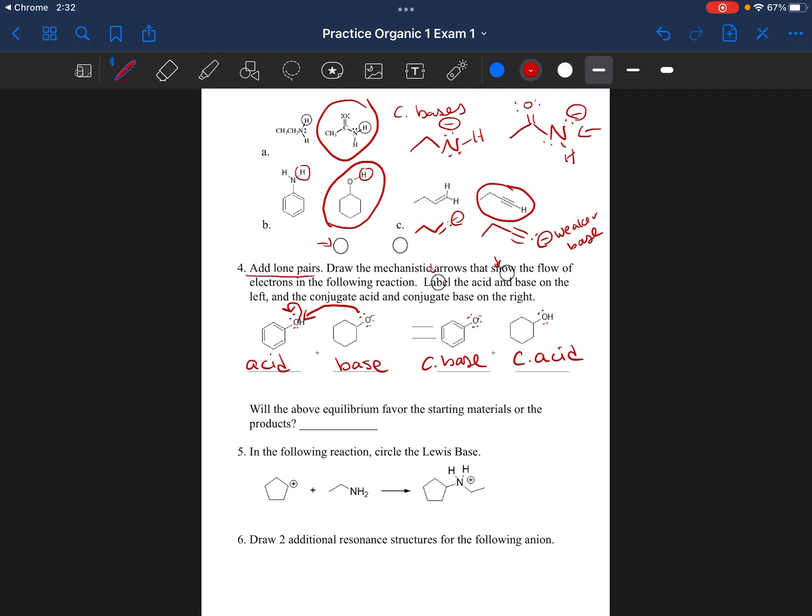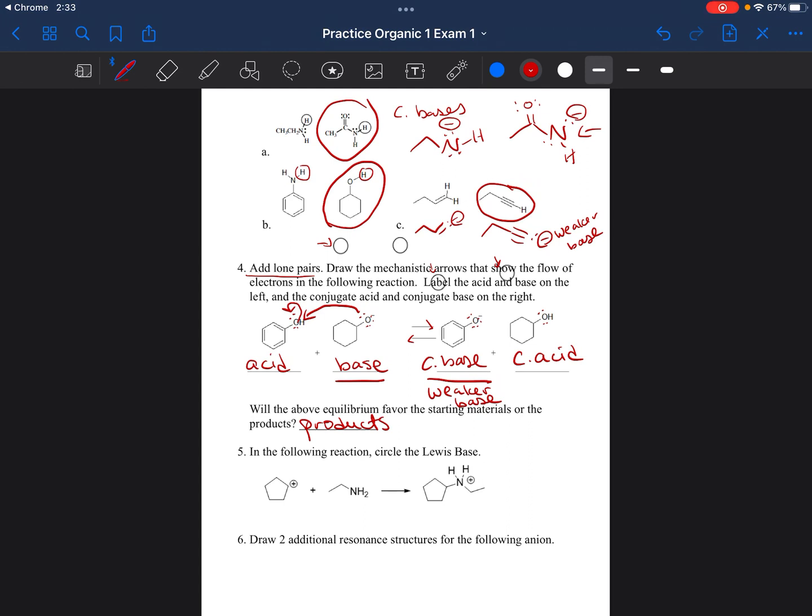Now, will the above equilibrium favor starting materials or products? Well, equilibrium favors the weak. So if I'm comparing my base and my conjugate base, which one of those is holding the charge better? This one is the weaker base because there is resonance stabilization, and my equilibrium will favor the weaker side. So it will favor the products.